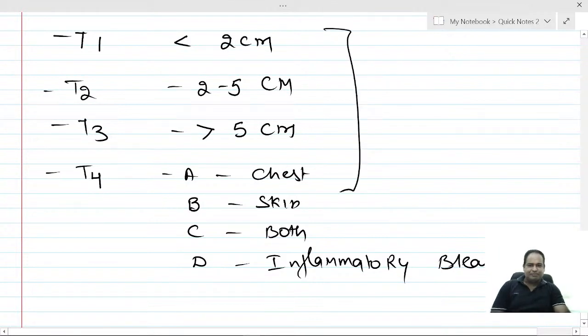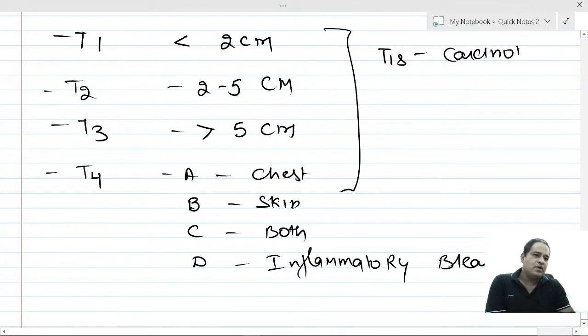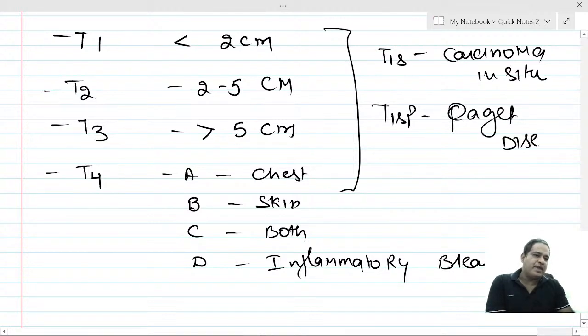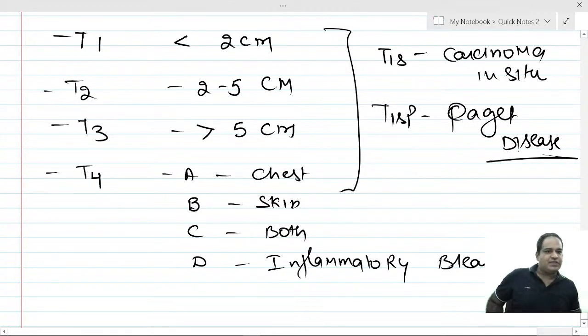Don't go too much deep into the details as of now, especially if you have not discussed it earlier. Only thing which you can remember is TIS is carcinoma in situ, and TISP is for Paget disease. Right?